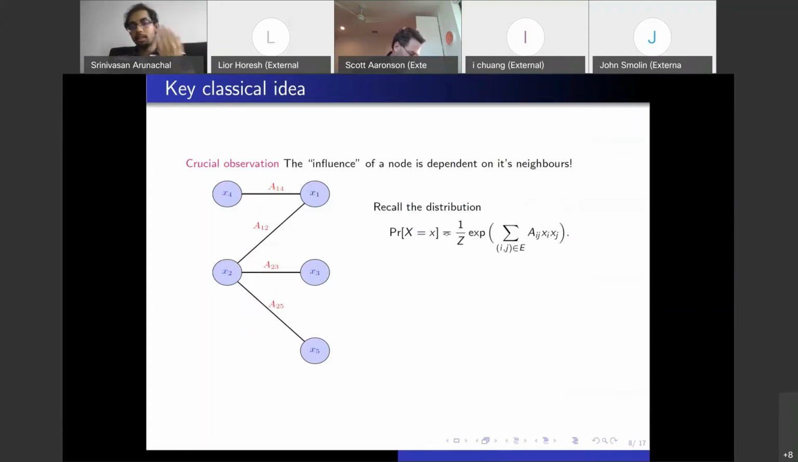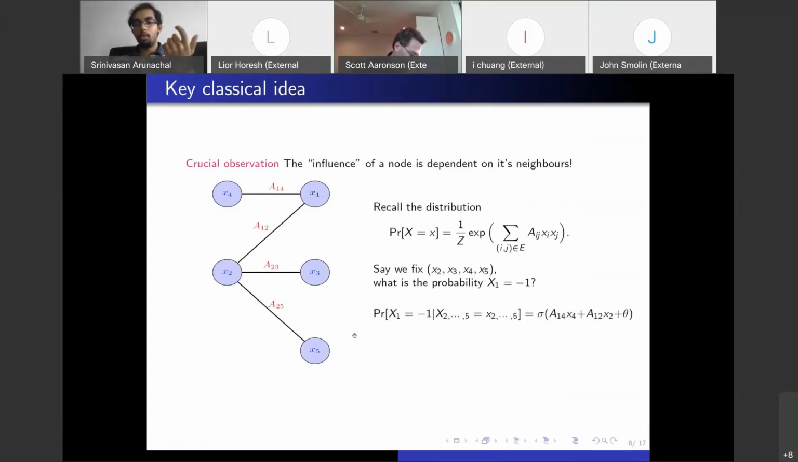Let's just recall, this is the standard Ising distribution. And let's just say everything in blue has been fixed. So I've fixed x4, x2, x3, and x5, and only x1 is unfixed right now. If you now go ahead and ask, what is the probability that this unfixed bit x1 is -1?